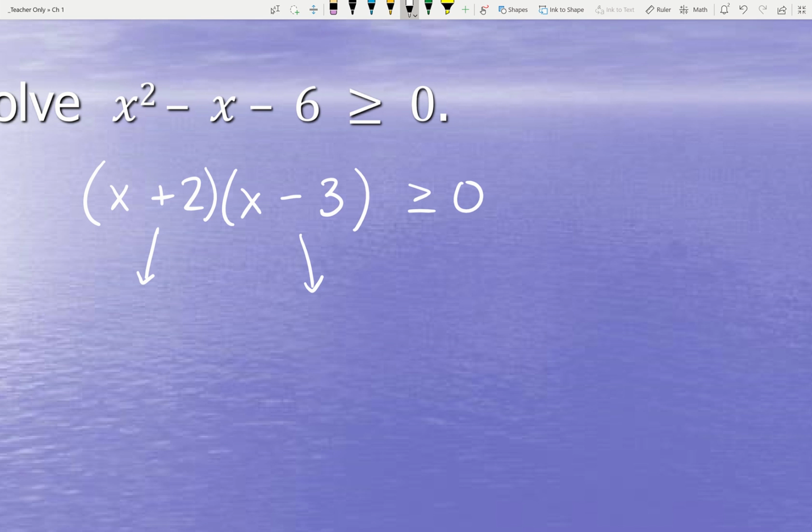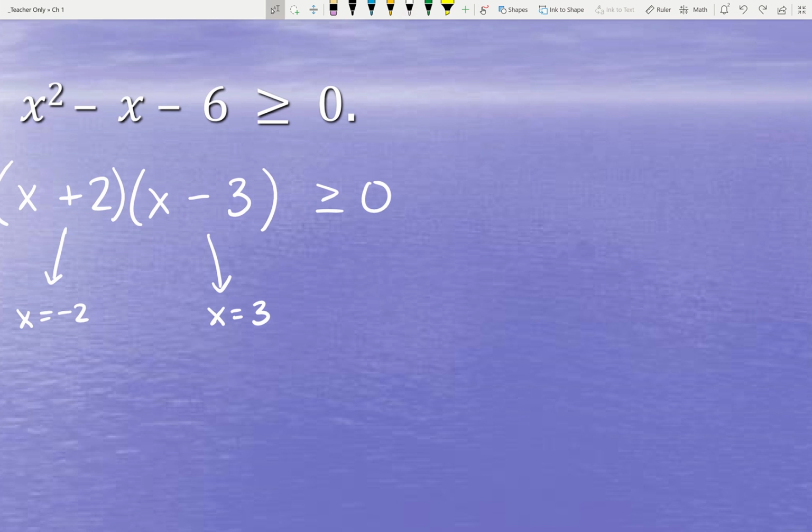Get your critical numbers. Treat this like an equation temporarily and get your critical numbers here. x is going to be negative 2 here, and x is going to be positive 3 there. If you want to think about it this way, the critical numbers are just going to be the opposite signs of whatever you see here and here. That's a very quick way to do that. And then we'll skip straight to our sign diagram.